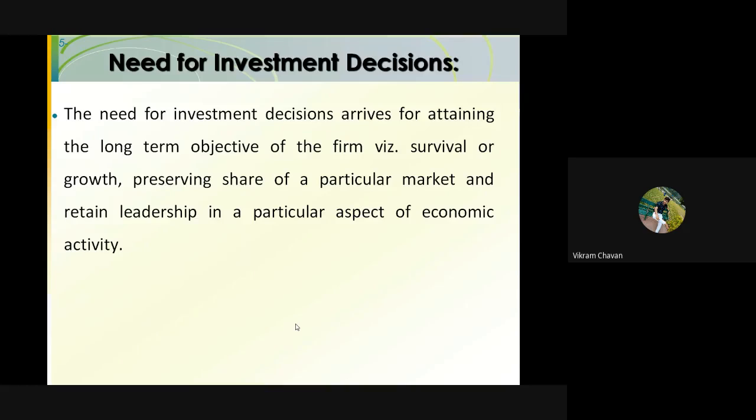Then, preserving share of a particular market and retaining leadership. One wants to be the leader in that particular sector or in that particular product. Then the investment decision plays a more important role.